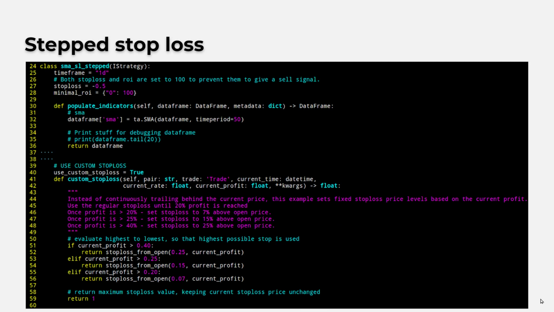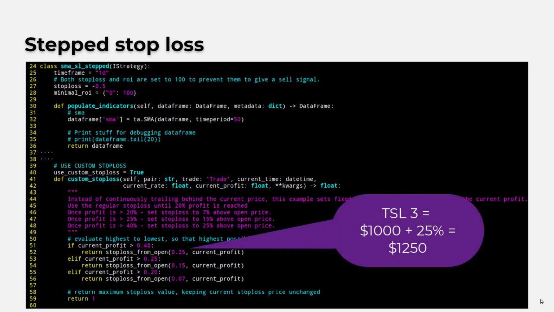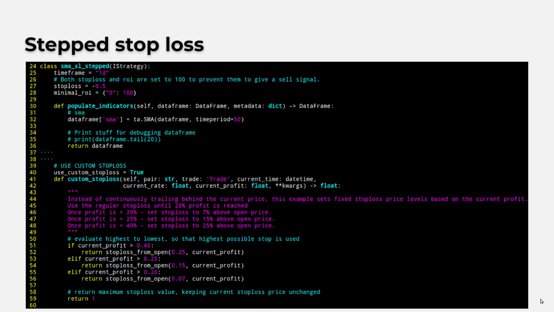The final statement calculates that if the profit gets to 40%, then the final stop loss level will be set to 25% above the opening price. So a current profit of 40% on $1,000, which is $1,400, will set the last stop loss level to $1,250. And that's basically the whole principle of this setup.